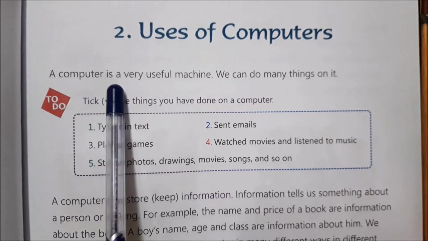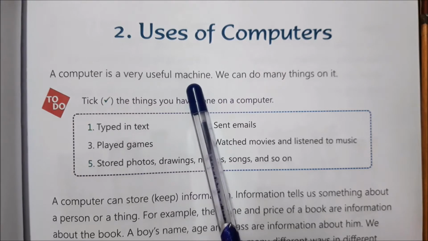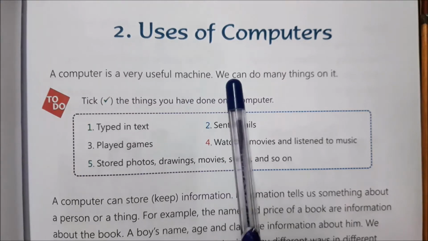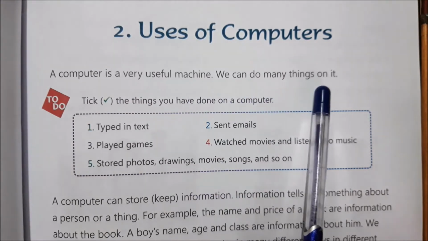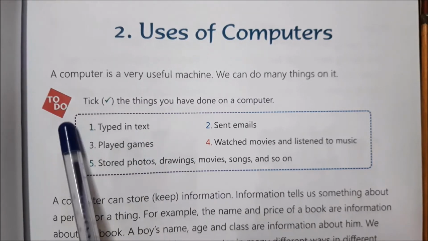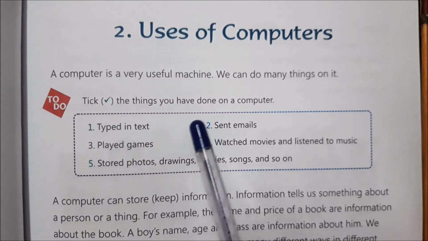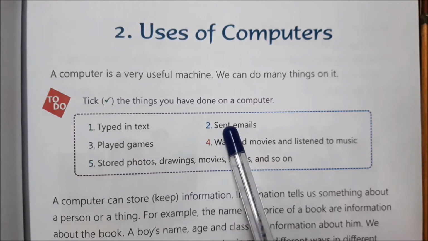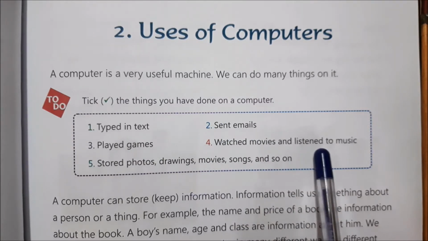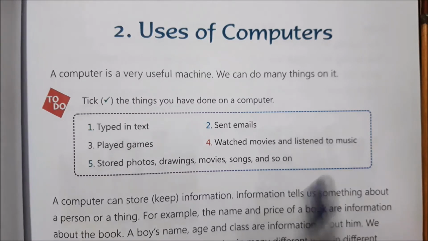A computer is a very useful machine. We learnt this word in class 1, in chapter 1. We can do many things on it. Now here, can you tick some of the things you have done on a computer? You must have done typing. We have played games, stored photos, sent emails, and watched movies and listened to music. So all of these things you have done on a computer.